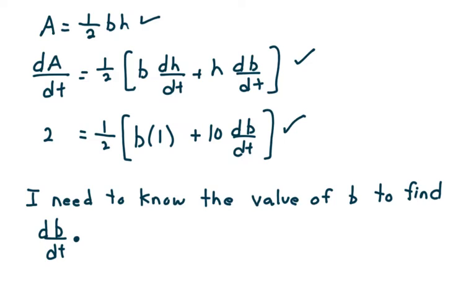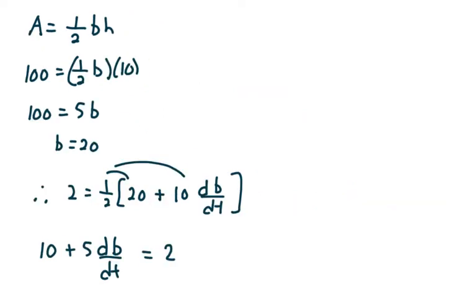I need to know the value of b to find db/dt, so I need to circle back to the area formula. A equals 1/2 b times h, 1/2 the base times the height, or the altitude in other words. Now the area is 100 square centimeters, and h is 10 centimeters. So 100 is 1/2 b times 10, but half of 10 is 5, so 100 equals 5b. Divide both sides by 5, and we get b equals 20.